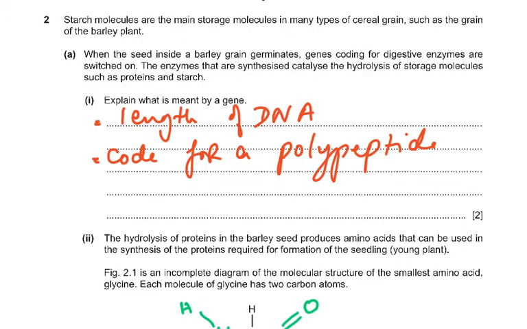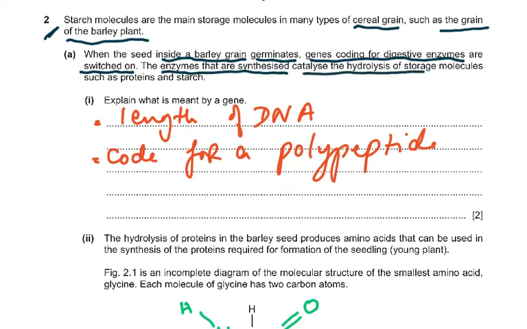Then let's start with question 2. Starch molecules are the main storage molecules in many types of cereal grain, such as the grain of the barley plant. When the seed inside a barley grain germinates, genes coding for digestive enzymes are switched on. The enzymes that are synthesised catalyse the hydrolysis of storage molecules such as proteins and starch. Explain what is meant by a gene. A gene is a length of DNA, or you could say a sequence of bases, a sequence of nucleotides, which codes for a polypeptide, or you could have said a protein.